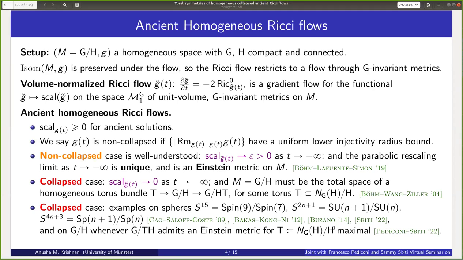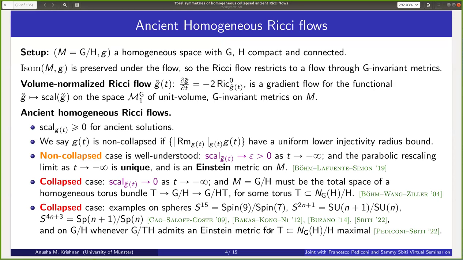So there were these several examples on spheres and on other manifolds, and then Pediconi and Sbiti generalized it to this construction. And in particular, in their result, this ancient Ricci flow that they find on G/H, as t goes back to negative infinity, what happens for the volume normalized flow is that it is shrinking the torus fibers, and in the limit giving you this Einstein metric on the base. So there's some more structure known there.